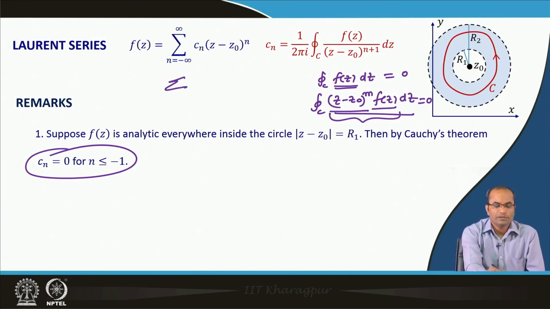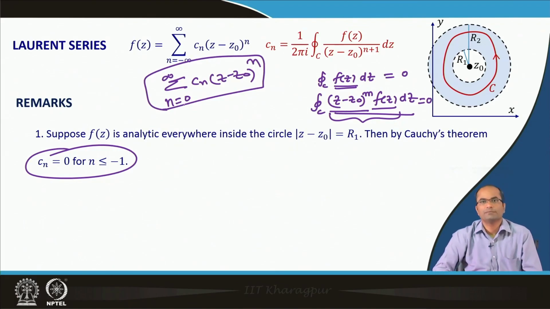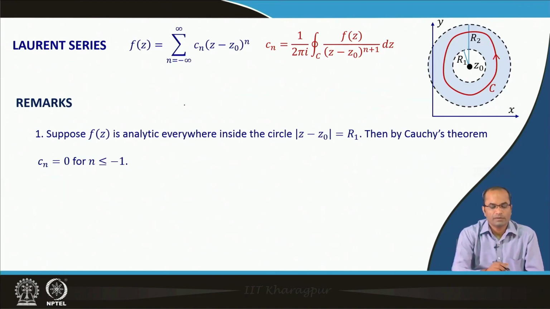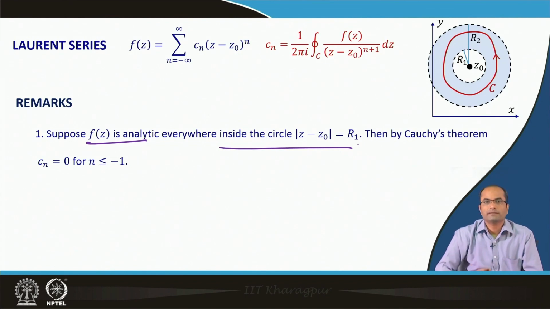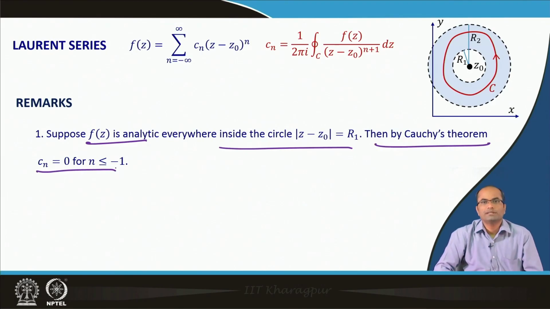So, this summation will reduce to n equal to 0 to infinity of Cn times (z minus z0) to the power n. This is simply the Taylor series which we have already discussed. So, that is the first remark: if f(z) is analytic everywhere inside the inner circle as well, then by the Cauchy theorem all these Cn's, that means all the negative powers of z minus z0, will disappear and we will get the Taylor series.